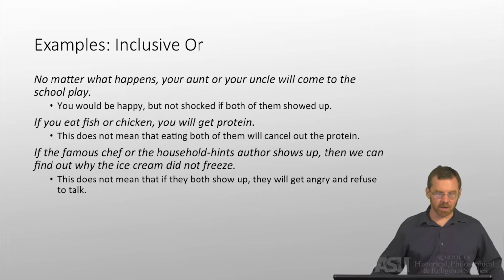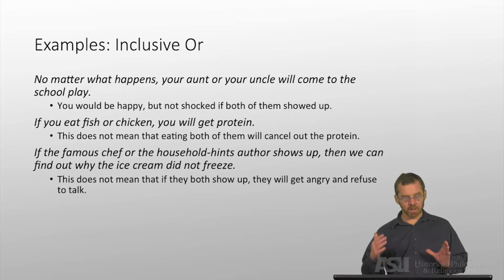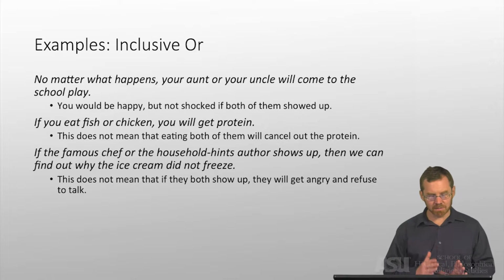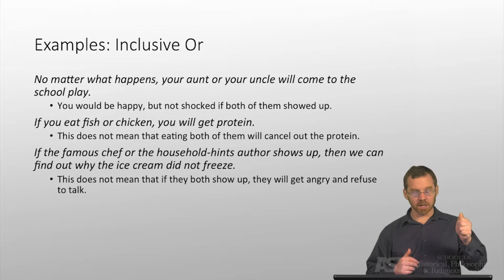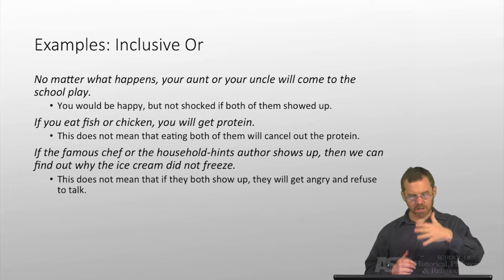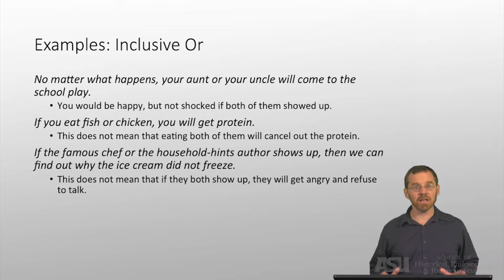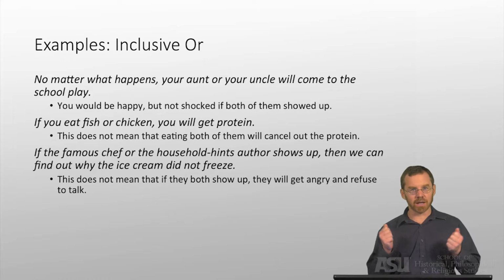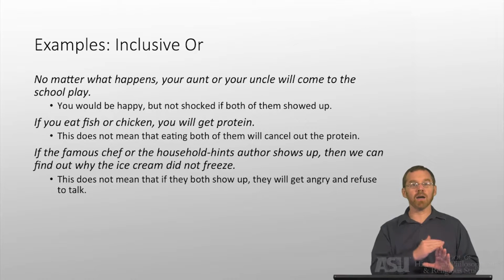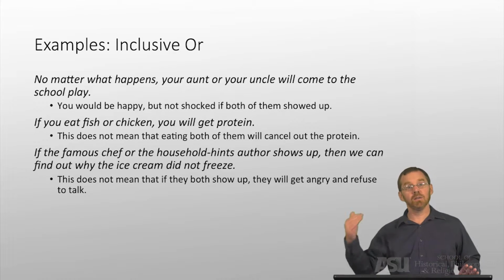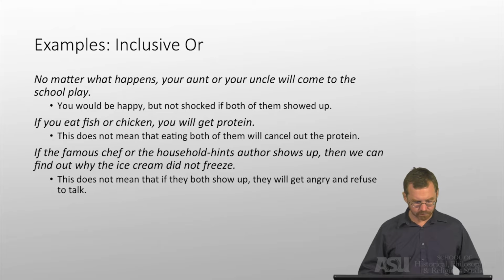Or here's a more definite one. If you eat fish or chicken, you will get protein. Right? Now that's true, but notice what this means. It means if you eat fish, you'll get protein. If you eat chicken, you'll get protein. If you eat both, you'll get protein, right? It doesn't mean that if you eat both of them, somehow they'll react with each other and cancel out the protein, right? What this is saying is if you eat one, the other, or possibly both, then you'll get protein.